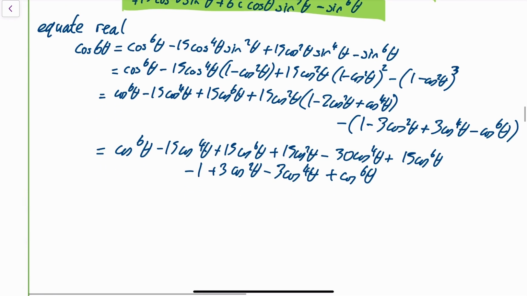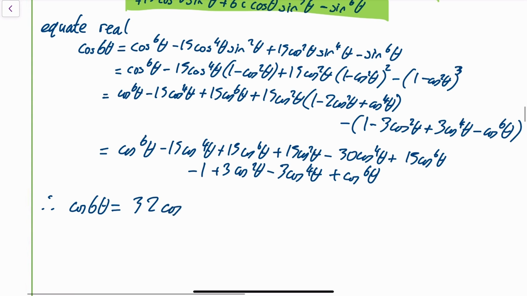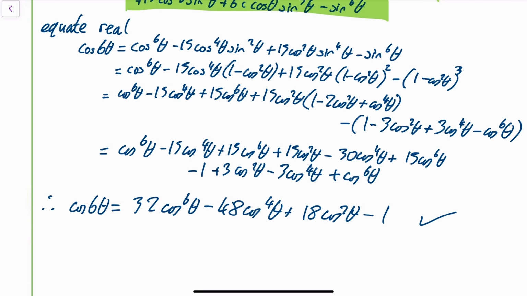And then hopefully that is right, and yep, that means cos of 6 theta is equal to, when you tally it up, 32 cos to the power of 6 theta minus 48 cos to the power of 4 theta plus 18 cos squared theta and minus 1.